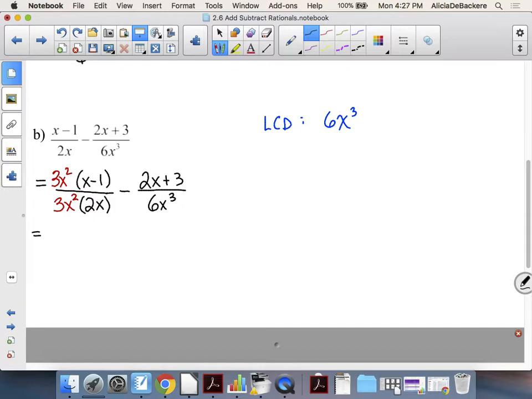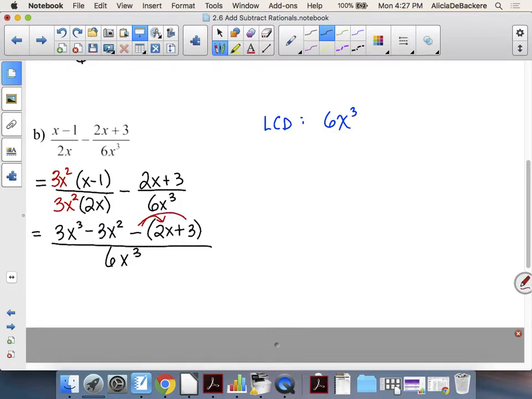So I can simplify this first numerator, and I'm going to multiply the 3x squared into the bracket. And then I'm going to subtract this entire second numerator. Again, my denominator is simplified to 6x cubed. So don't forget that I am subtracting the 2x and the 3. That leaves me with 3x cubed minus 3x squared minus 2x minus 3, all over 6x cubed.